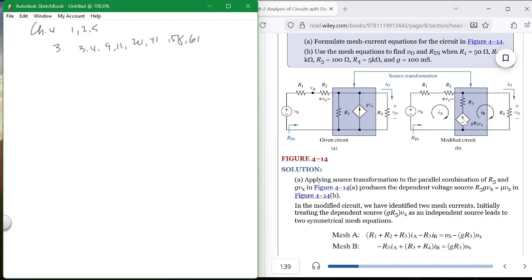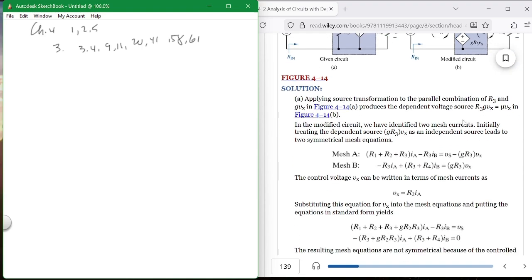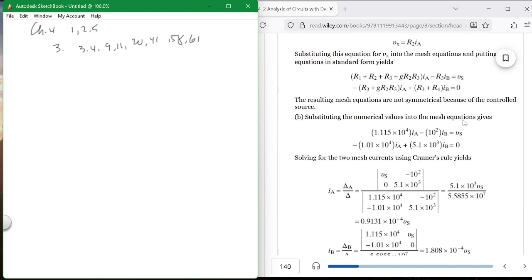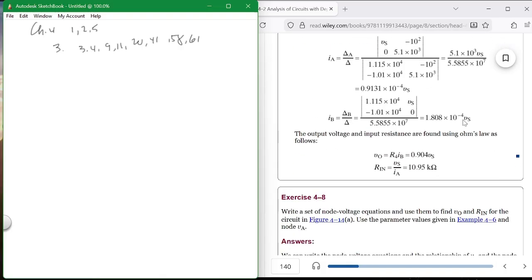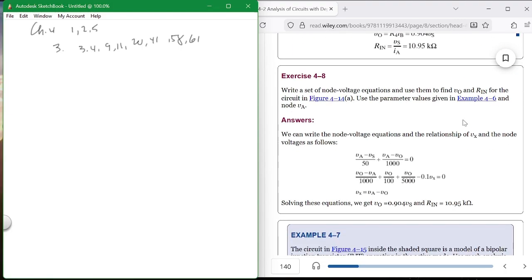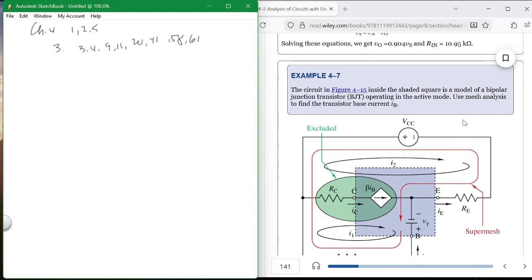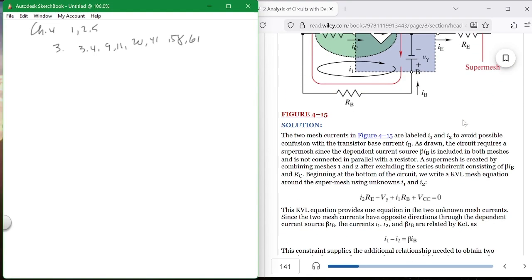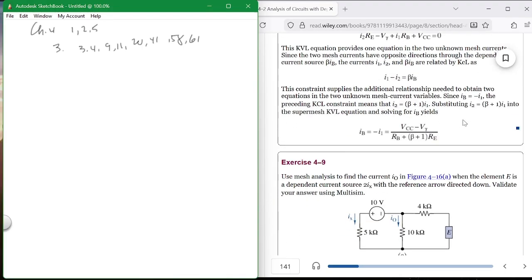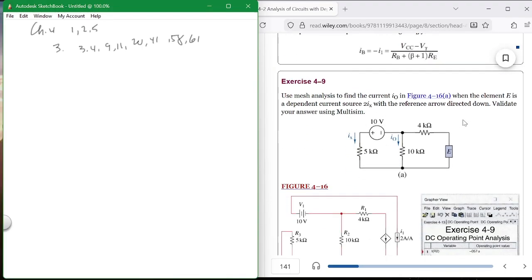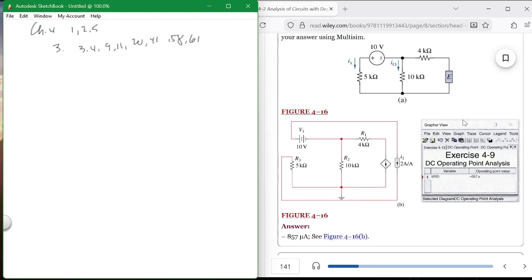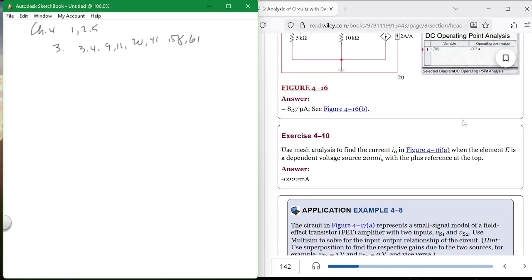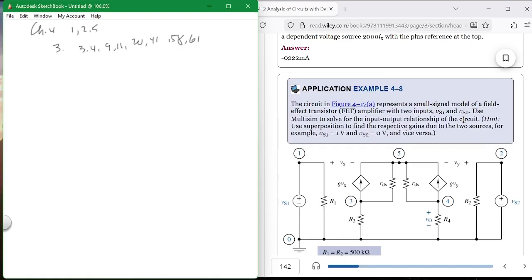Use your Thevenin to Norton or Norton to Thevenin rules. There you go. Then you can do this. And there's your mesh analysis for that circuit. We're just going to go through 3 problems in this chapter: 1, 2, and 5 is what we're going to do. Call it a day.